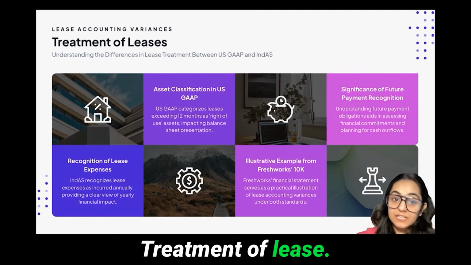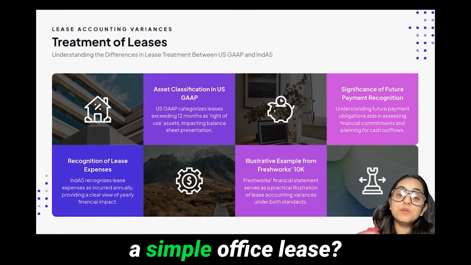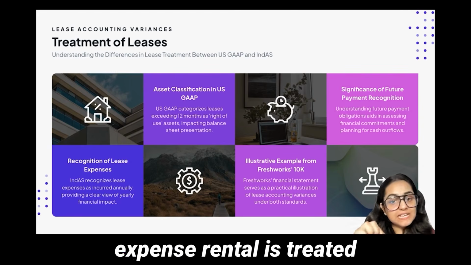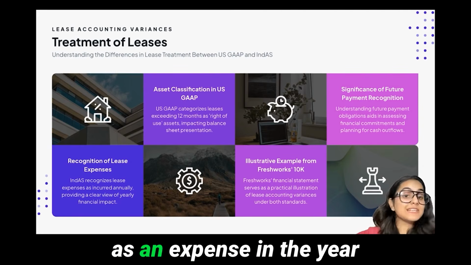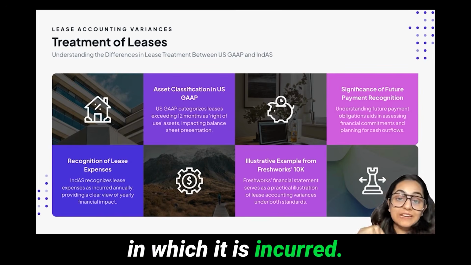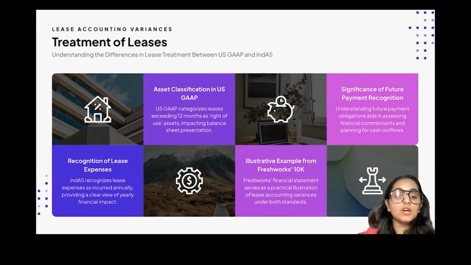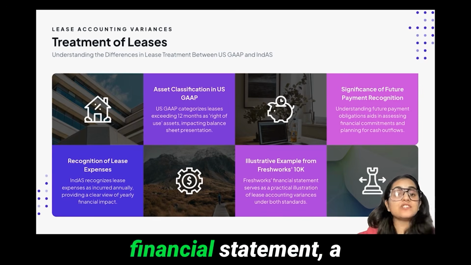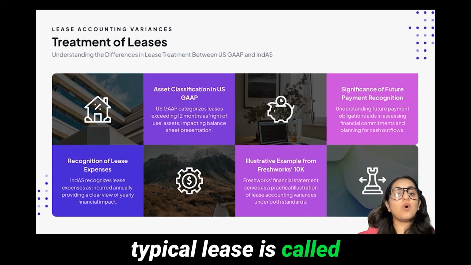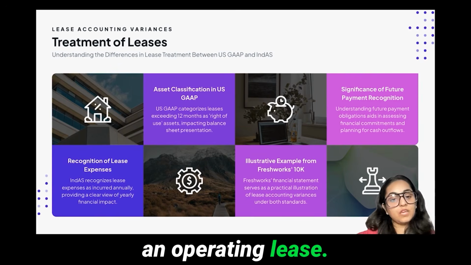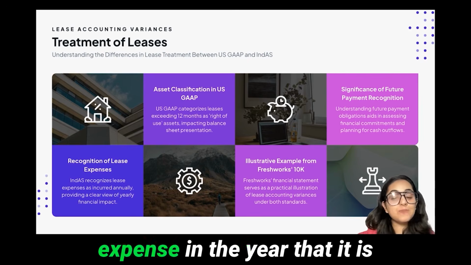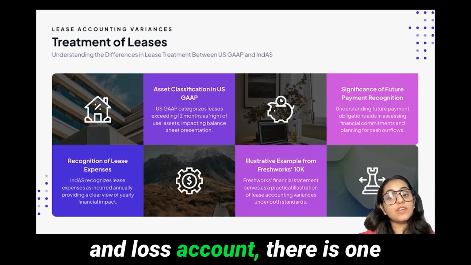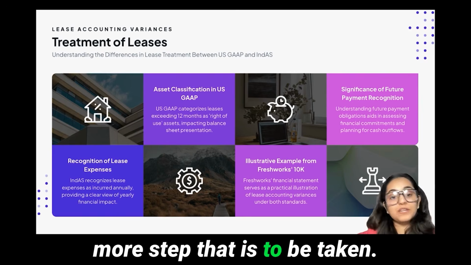Next, treatment of lease. How do you account for a simple office lease? Under Indian AS, lease expense rental is treated as an expense in the year in which it is incurred. Plain and simple. US GAAP categorizes lease differently. In a US financial statement, a typical lease is called an operating lease. In addition to recognizing the expense in the year that it is incurred in, under the profit and loss account, there is one more step that is to be taken.